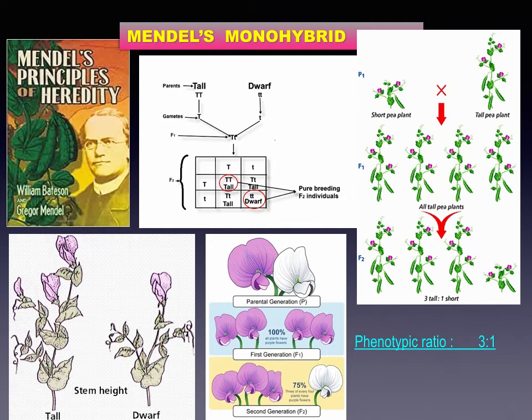3:1 and genotypic ratio is 1:2:1. So, it can be inferred that in the F2 generation, phenotypically there are two types of plants, whereas genotypically there are three types: homozygous tall plants, homozygous dwarf plants, and heterozygous tall plants.